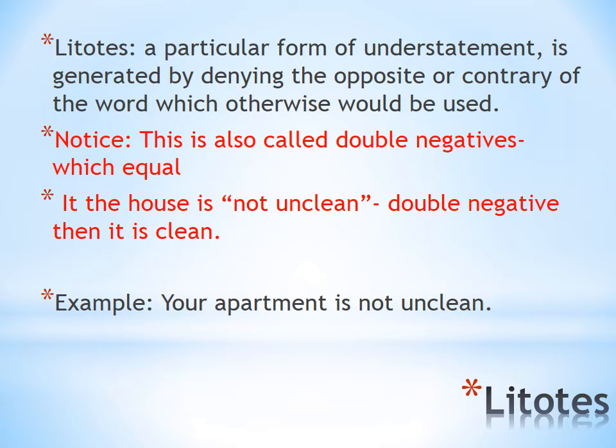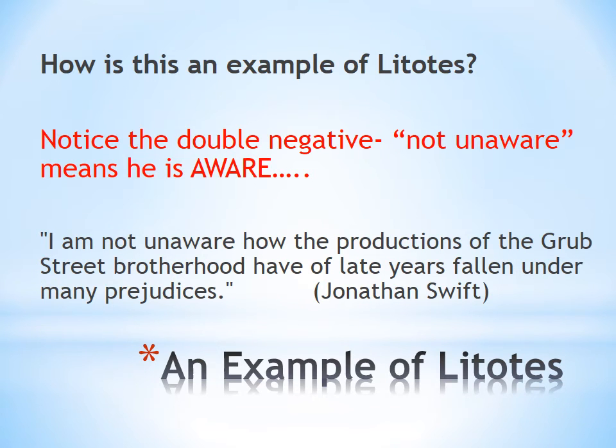Litote is one that we often use. It's an understatement. It's generated by denying the opposite or contrary of the word which otherwise could be used. It's often called a double negative. So, for example, if the house is not unclean, double negative, then it is clean. If your apartment is not unclean, well, then it is. Another example. I am not unaware how the production of the Grub Street Brotherhood have of late years fallen under many prejudices. You're not unaware? Well, you are aware. It is an understatement.